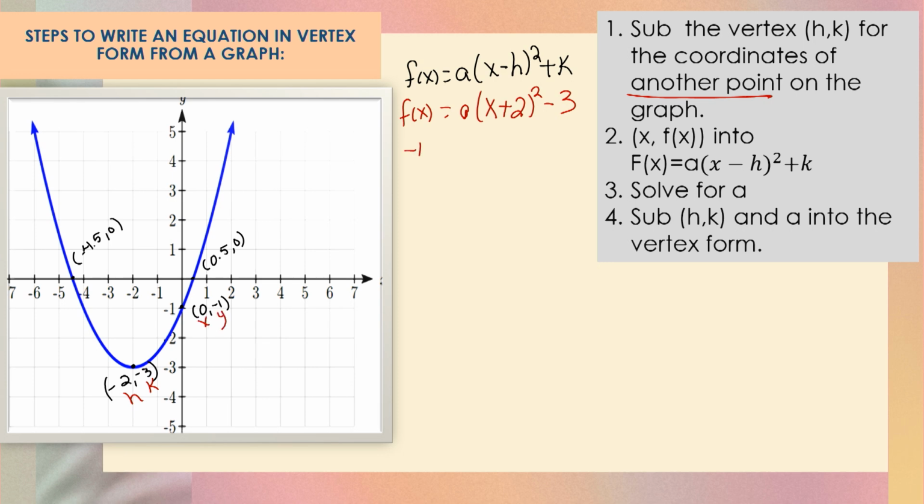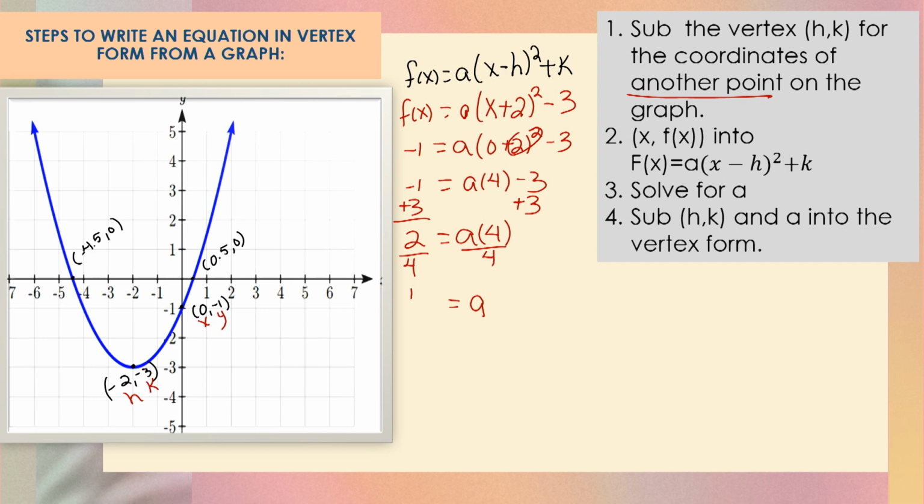I have negative 1 equals a times 0 plus 2 squared minus 3. Got to get that parentheses gone. 0 plus 2 is 2. 2 squared is what? Yep, it's 4. I'm going to move that k, so I'm going to use the opposite operation. Now, a times 4, I'm going to divide by 4. So a equals 1/2.